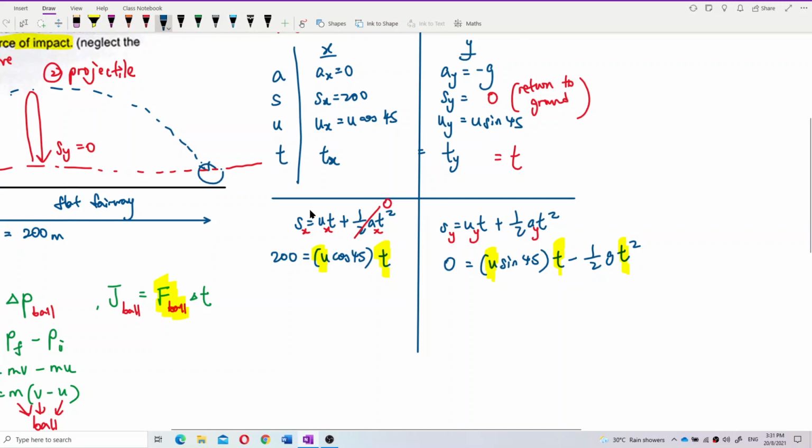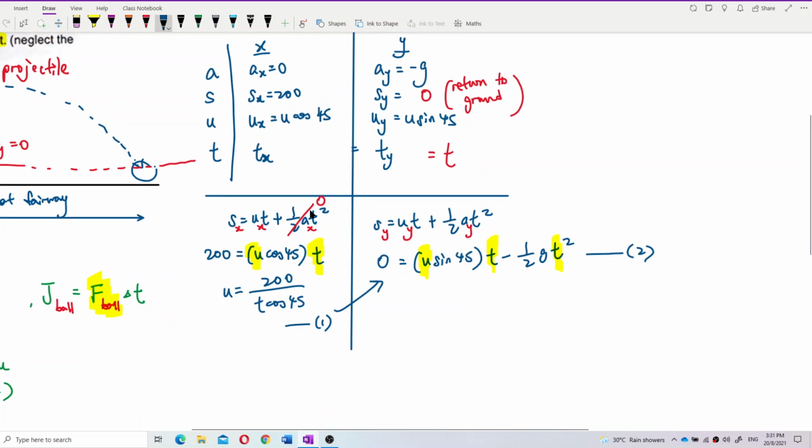Yeah, u in terms of t becomes 200 over t cos 45. So u equals 200 over t cos 45. This is our equation 1 already. Now substitute into equation 2. So what do we have?